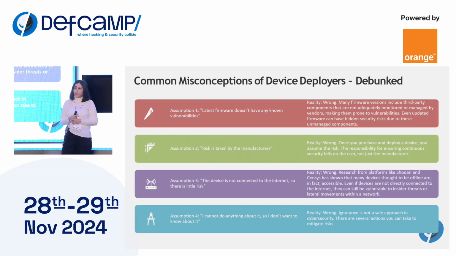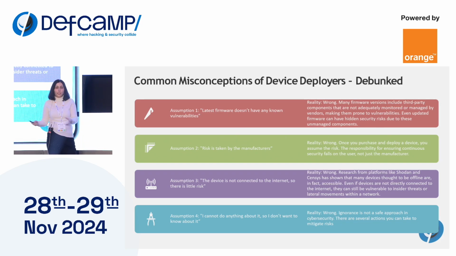First of all, this is a very important slide, and I wanted to really discuss it because there are several misconceptions, especially among those device deployers, basically those who deploy these devices in their network, okay? The first assumption is that they think the latest firmware doesn't have any known vulnerabilities. That is completely incorrect. Why?